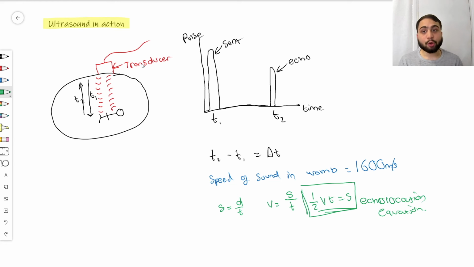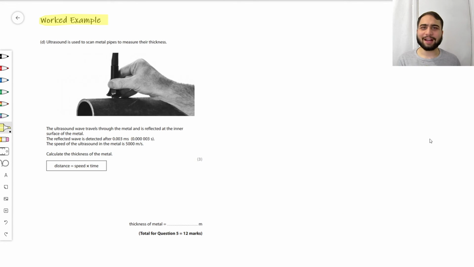Also, you might see this example being given as a baby scan, or you might see cracks in a pipe, or you might also see deep sea fishing, which is actually a very common one, and that actually came up in my GCSE exam. So I hope you understand this now. If you do, you understand echolocation and ultrasound. Well done.